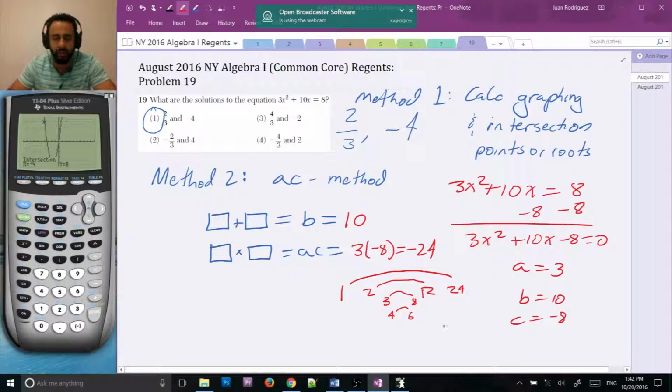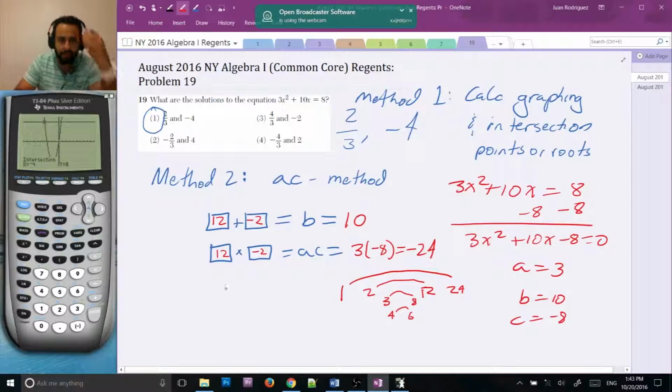So the product has to be negative 24, so one of the factor pair has to be negative, and the sum has to be 10. Negative 24 plus 1 is negative 23. Positive 24 plus negative 1 is negative 23. Nope. Negative 12 plus 2 is negative 10. Oh, but positive 12 plus negative 2 equals positive 10, and 12 times negative 2 equals negative 24. So these are the two numbers we're going to use: 12 and negative 2.